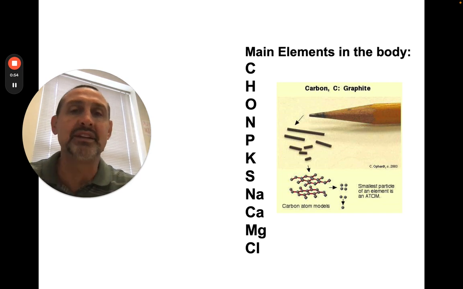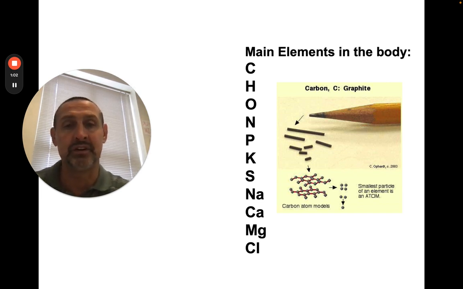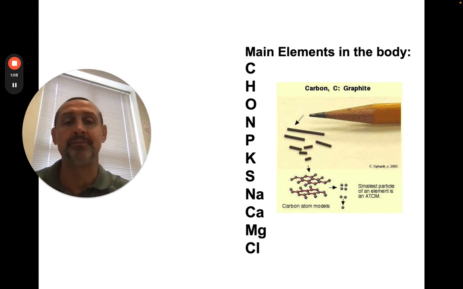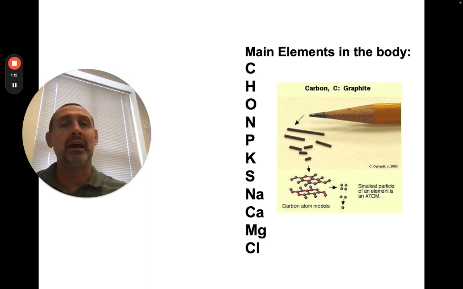So atoms are things like carbon, hydrogen, oxygen, nitrogen, phosphorus. The K stands for potassium. The S stands for sulfur. The Na stands for sodium. Ca for calcium. Mg for magnesium. Cl for chlorine. And those are some of the main atoms.